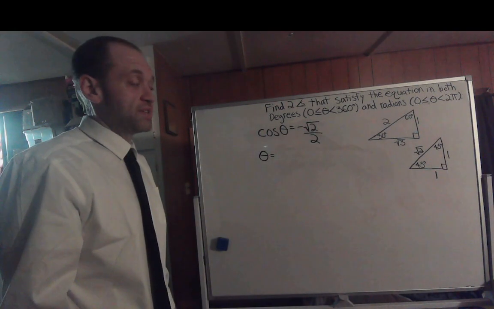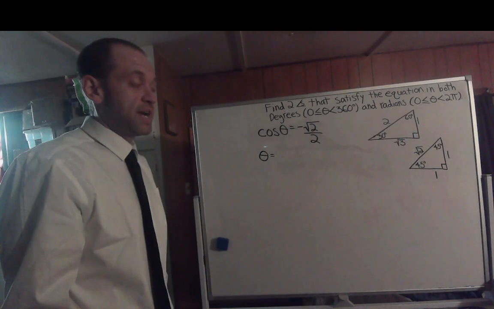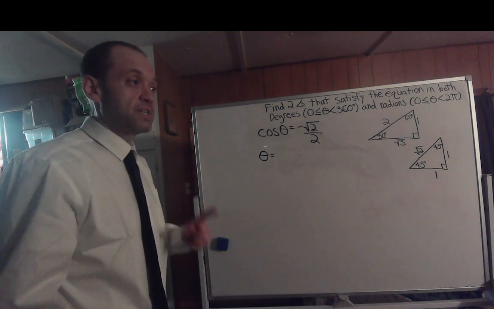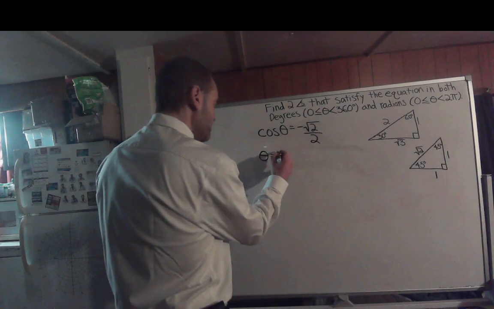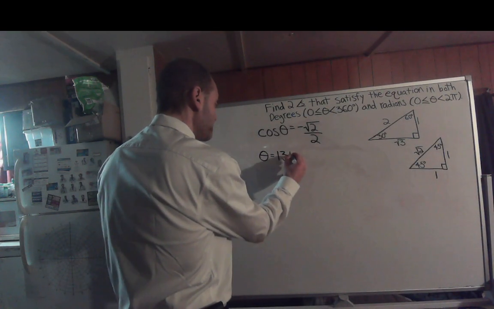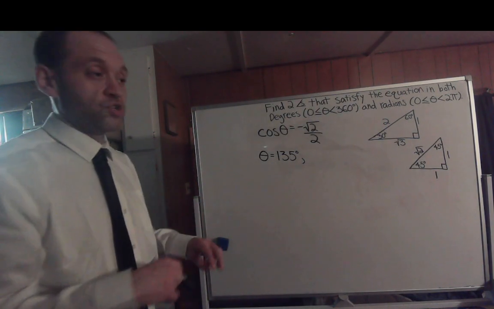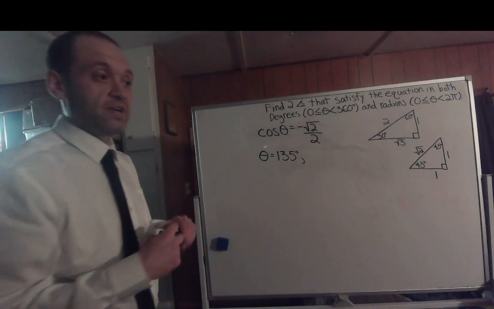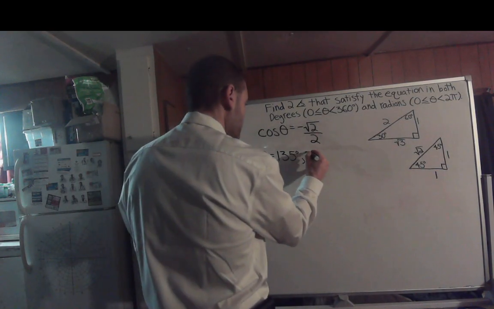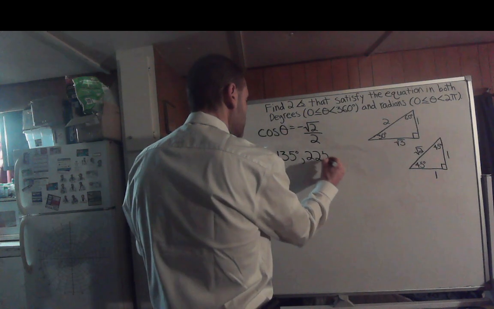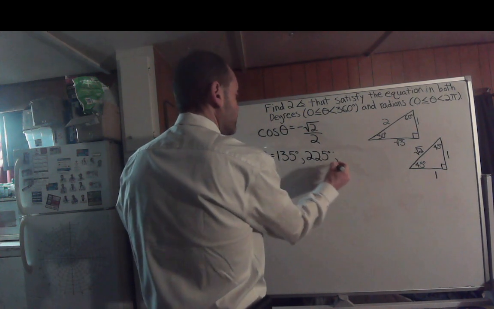Now we got to figure out the second quadrant equivalent to that. So you'll take 180 minus 45, you would get 135 degrees. And then you got to figure out a third quadrant equivalent to that. So add 45 to 180, you would get 225 degrees. So those are your degree measures.